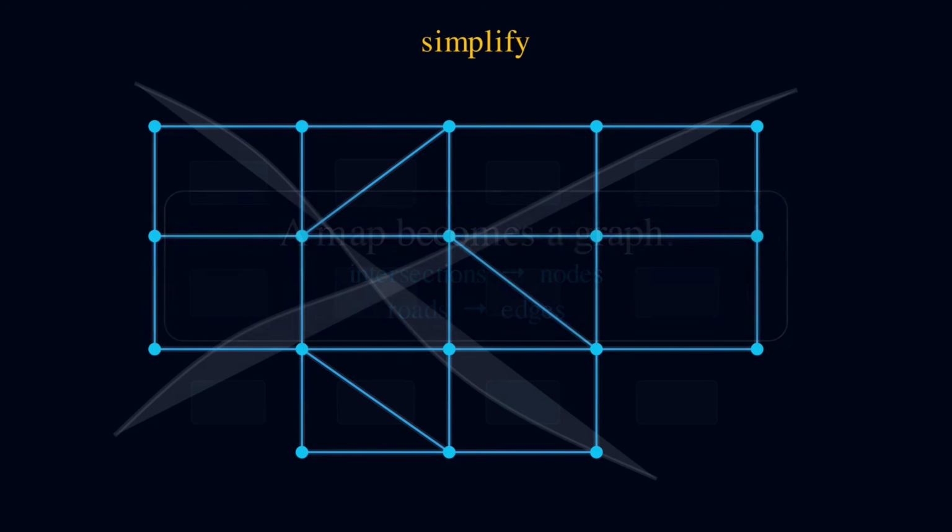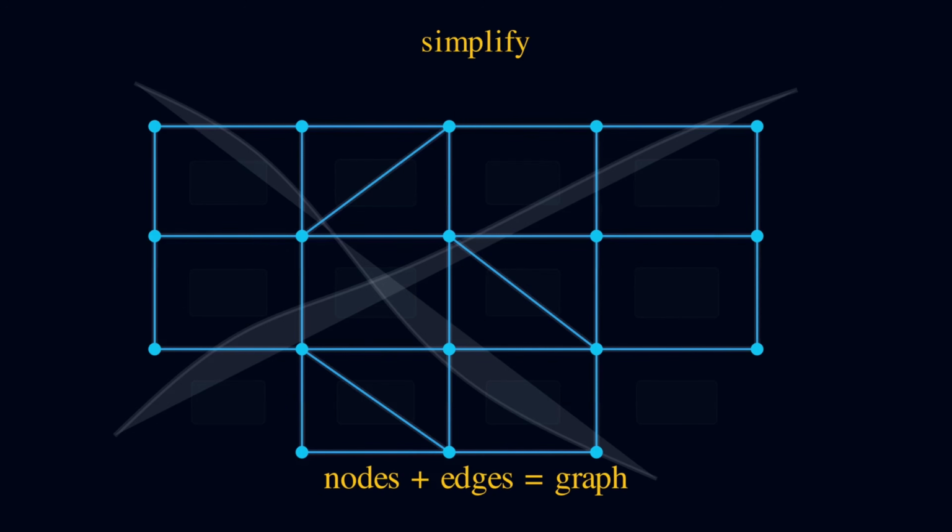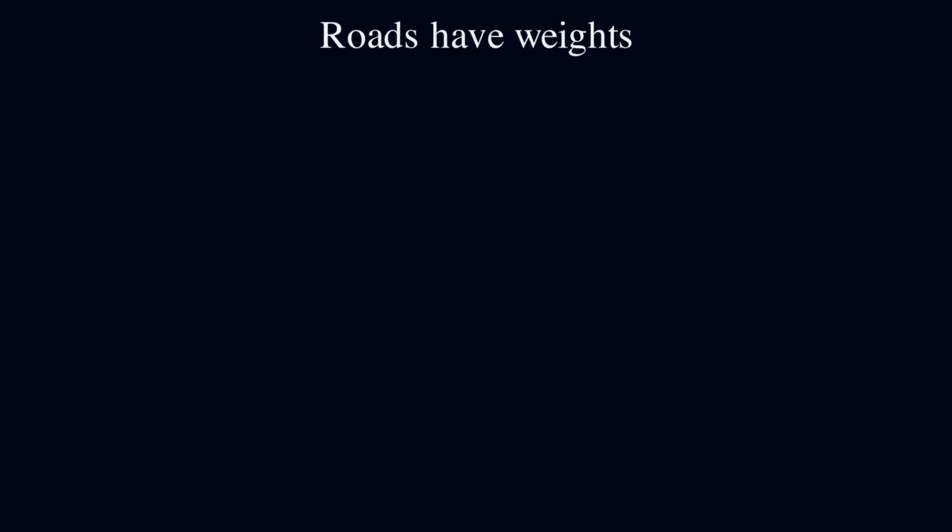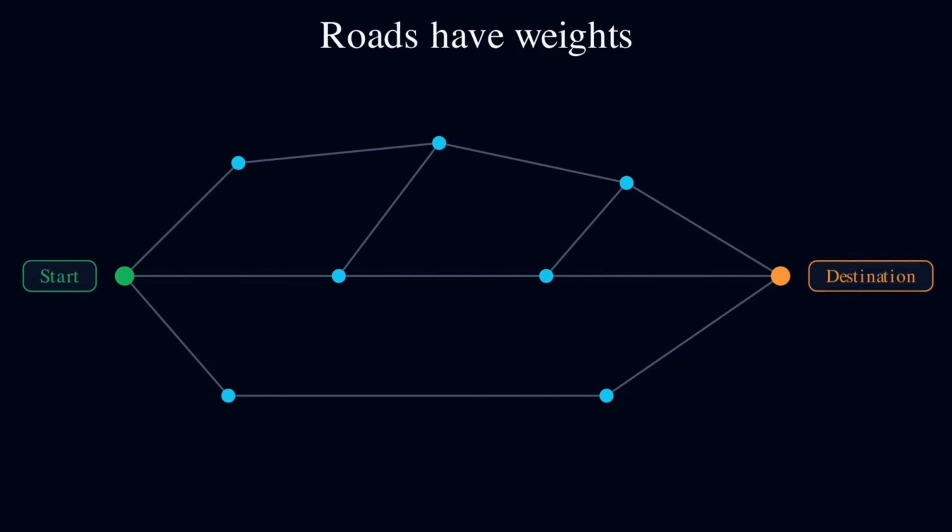The app is not thinking turn left at the coffee shop. It is thinking, how do I get from this node to that node using the cheapest sequence of edges? But not all roads are created equal. Some roads are short but slow, while there are other roads that are long but fast.